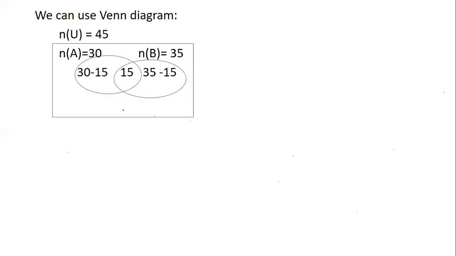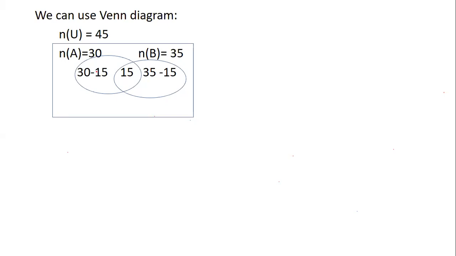So that's the Venn diagram. In the Venn diagram, the total is 45. Number of A is 30, number of B is 35. Now look at the intersection for both. I think 20 or 15? Sir, 20. It's supposed to be 20. Good.